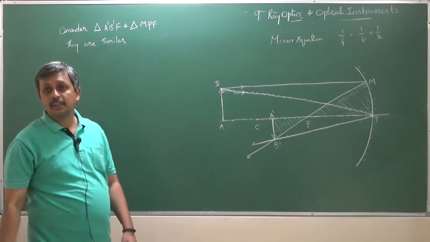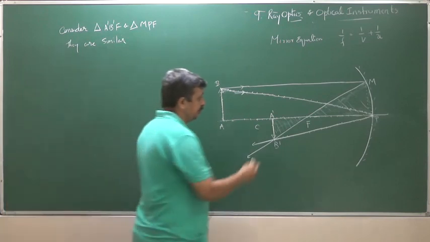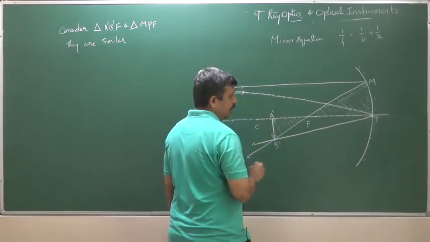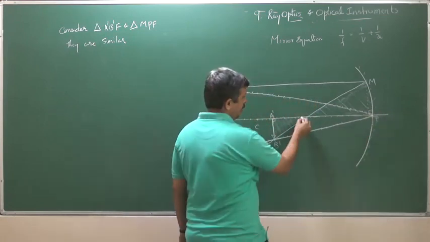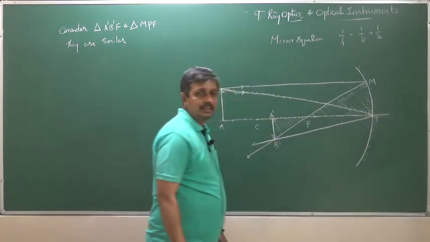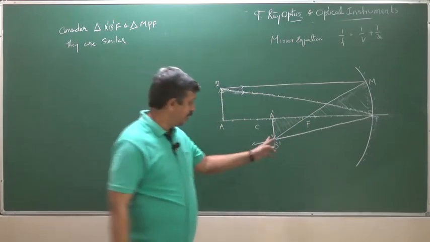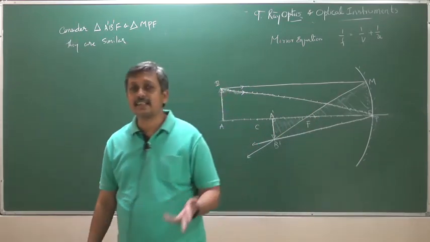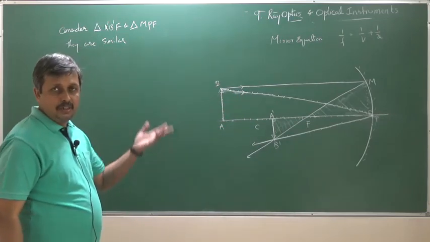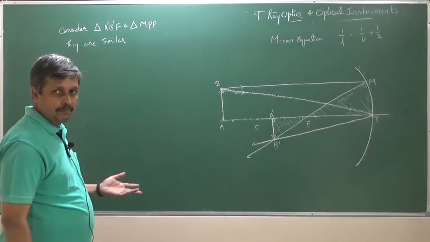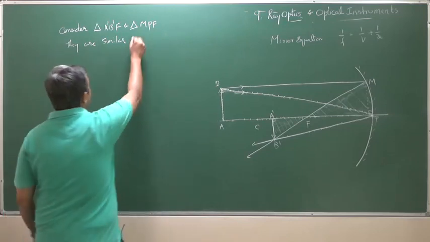Why are they similar? Because this angle is 90 and this angle is 90. And these are vertically opposite angles. Two angles are equal means third angle also is equal. So all three angles are equal means similar. So by the angle equality property, the triangles are similar.